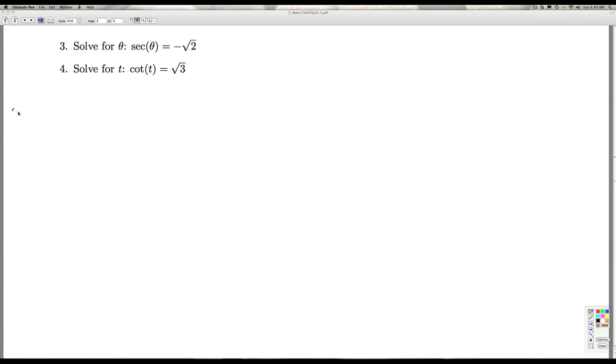All right, number 3, we're asked to solve the secant of theta is negative radical 2. Now when we're given an equation involving a secant, we usually convert it to cosine. That means the cosine of theta, which is 1 over the secant of theta, is 1 over negative square root 2, which is negative square root 2 over 2.